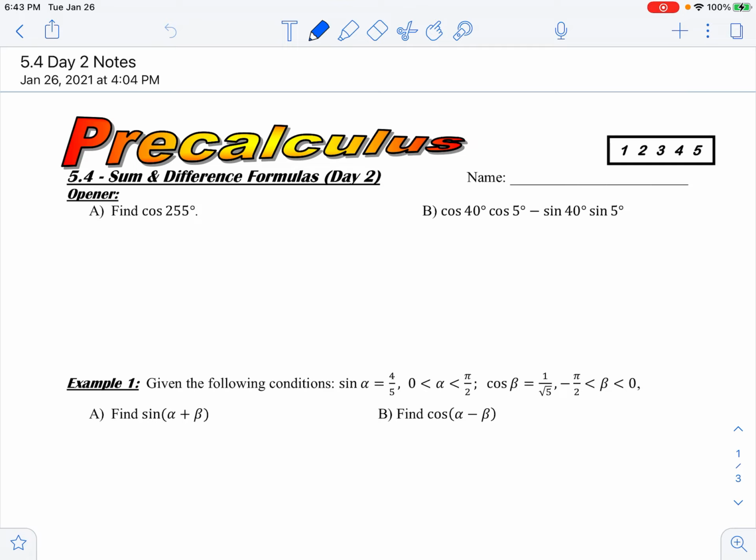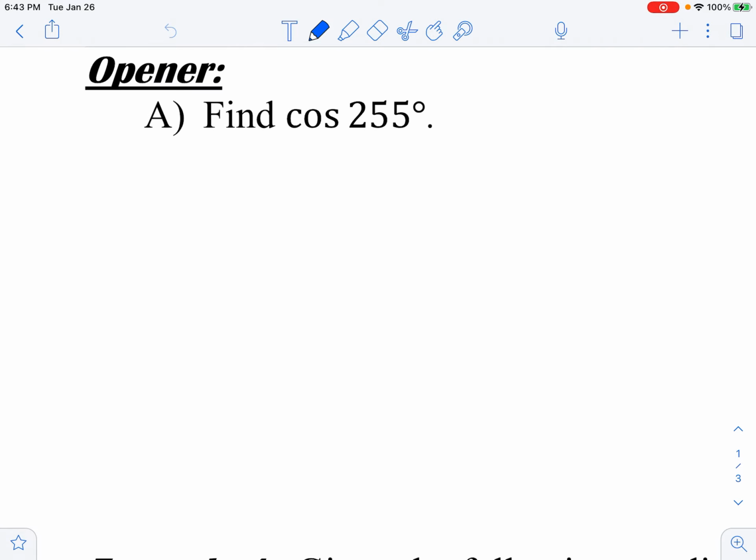All right, so this is 5.4 day 2. So we're going to be using the sum and difference formulas once again. So let's start up with this opener here. Let's find the cosine of 255.